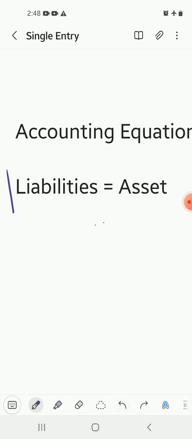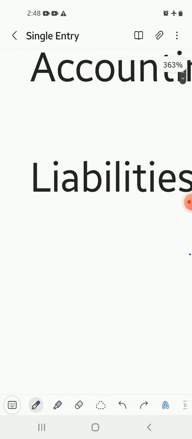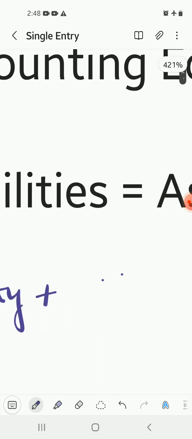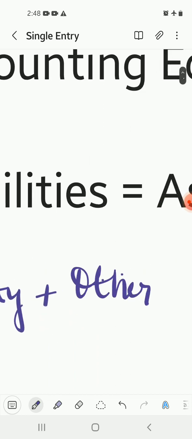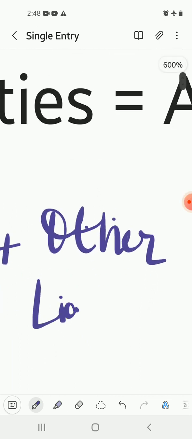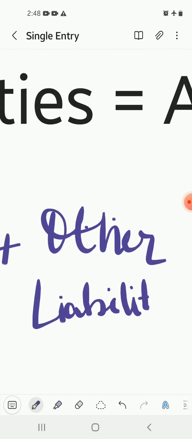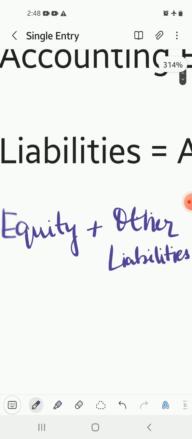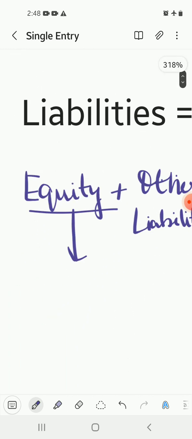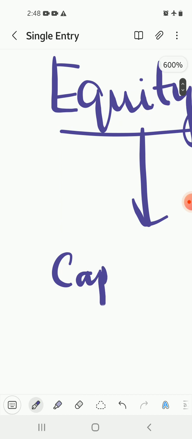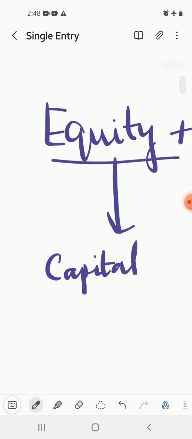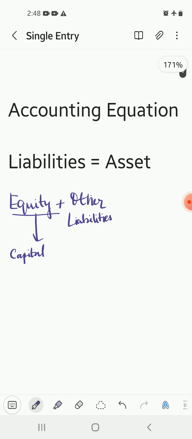Now, liabilities can be broken up into two simple parts: equity plus other liabilities. Other liabilities includes both short-term as well as long-term liabilities. Now, equity can also be called capital. So this becomes our accounting equation, that is capital or equity plus liabilities is equal to asset. This is our final accounting equation.